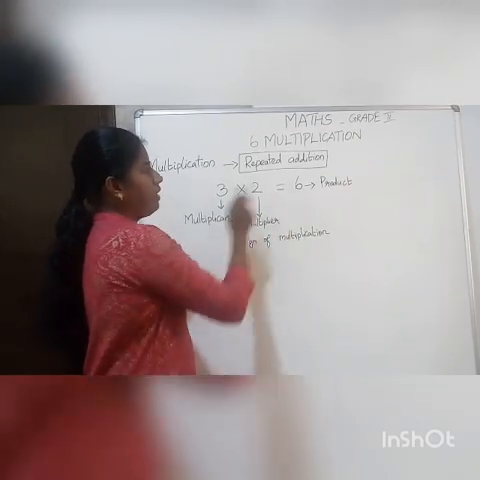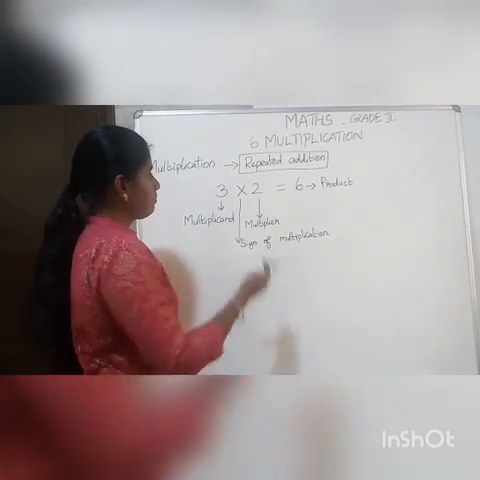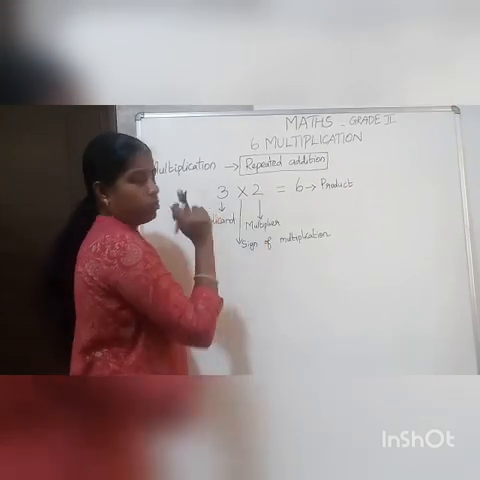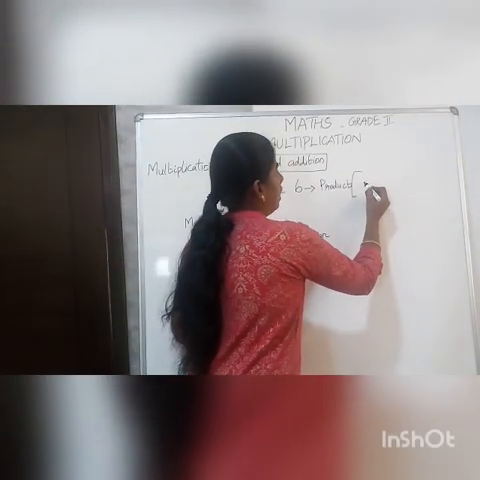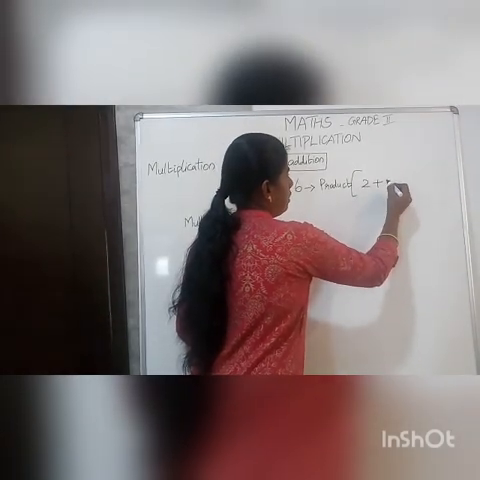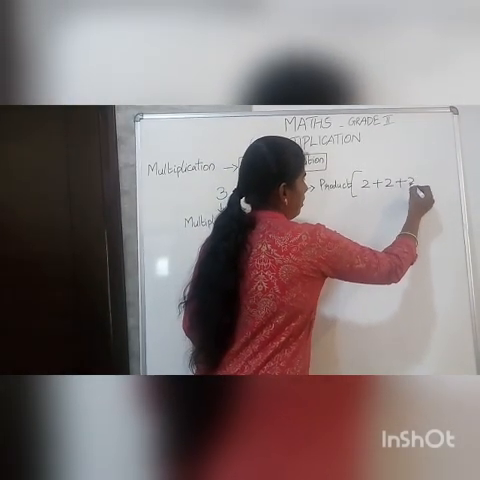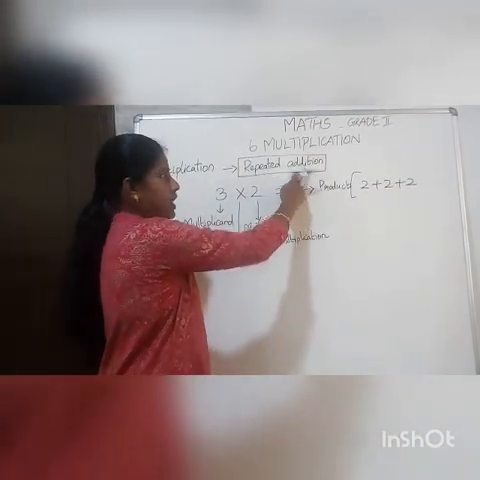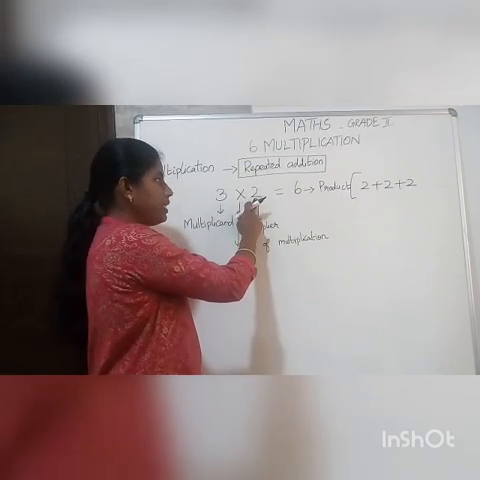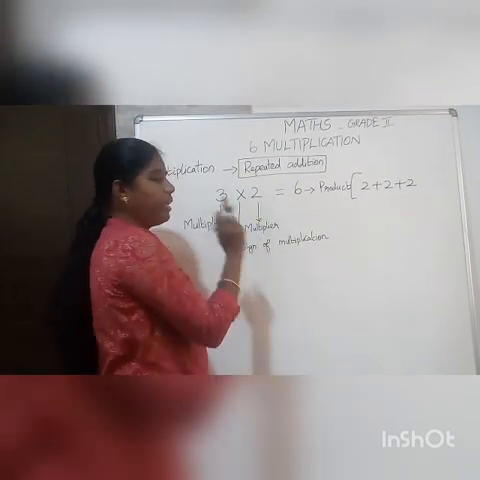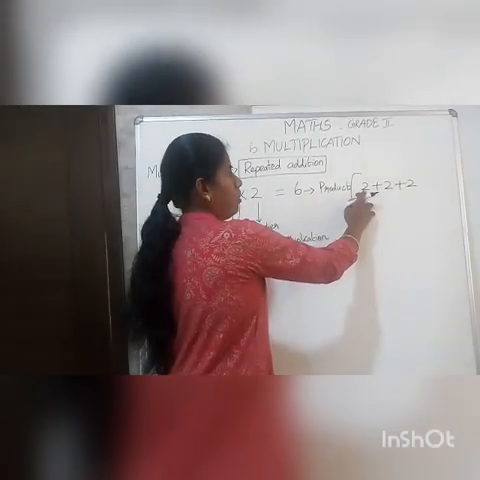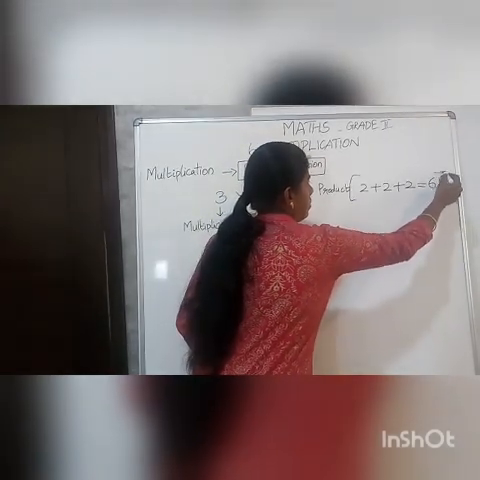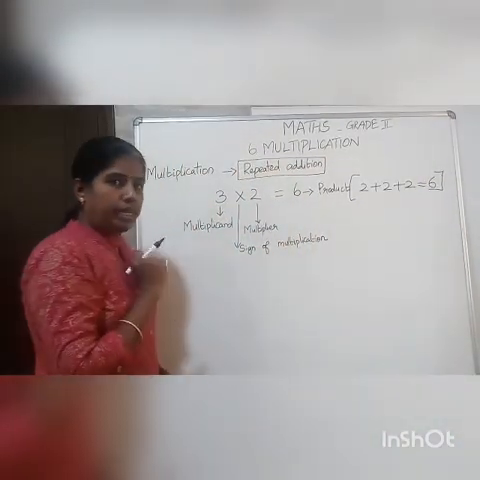So now how did we get this answer? Here we are taking 3 times 2. We need to write 2 three times: 1 time, 2 times and 3 times. That is what multiplication is, which is nothing but repeated addition. We are repeatedly adding the number 2, 3 times. So 2 plus 2 plus 2, which is equal to 6. This is how we do the multiplication.